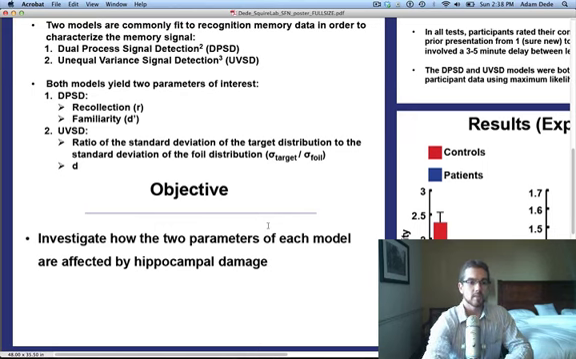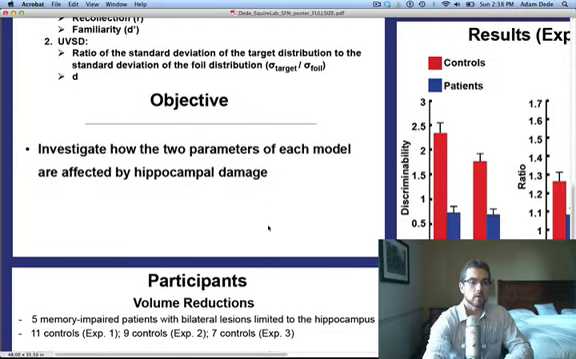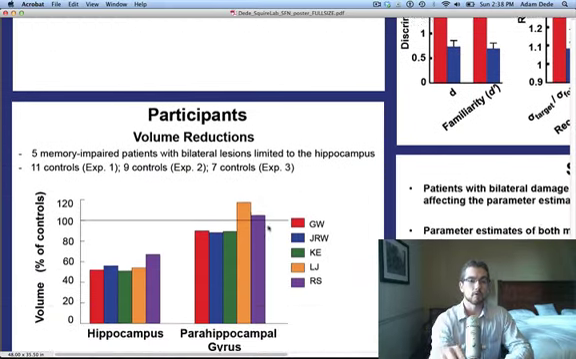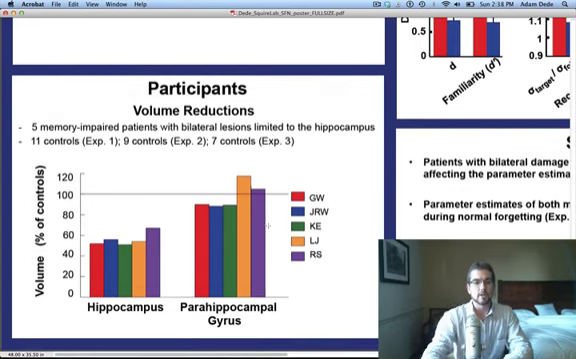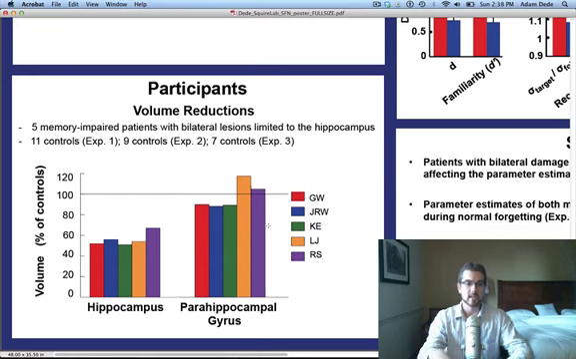So participants in this study, we had 5 memory impaired patients with bilateral lesions to the hippocampus. And so this figure that we're looking at right now is just showing you the percent of volume that the patients had compared to healthy controls. And you can see that the hippocampus has a substantial reduction in volume compared to the parahippocampal gyrus. The area of the brain just directly adjacent to the hippocampus was relatively preserved.